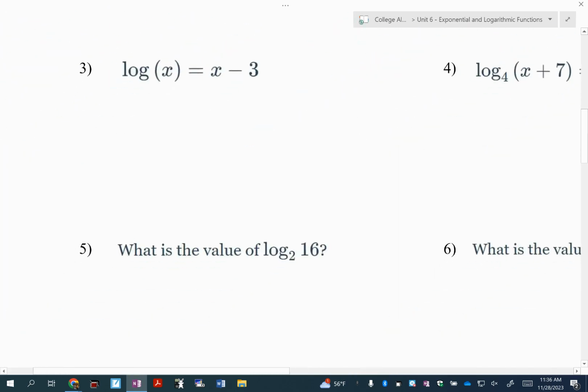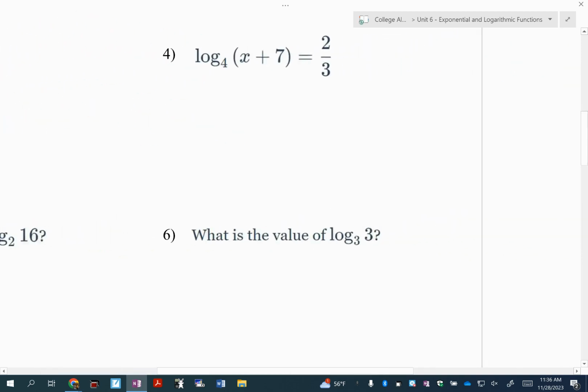Okay, the next one, another one that doesn't have a base, but this is log for the common logarithm, which has a base of 10. So 10 to this power equals that argument of x. So 10 raised to the x minus 3 power equals x.